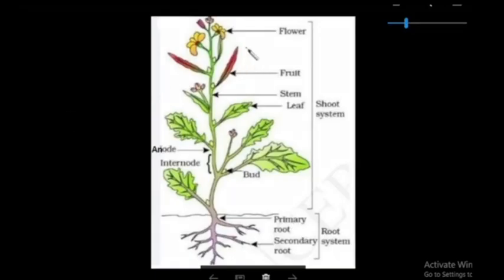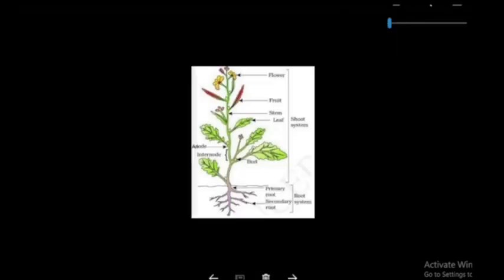Here we can see that it has its flowers, its fruits, then the stem. And here we have the node, the internode, the bud. All of these parts that are found above the ground make up the shoot system, while the part that is in the ground is the root system, where we have the primary root and the secondary roots. So that is it about specimen C.